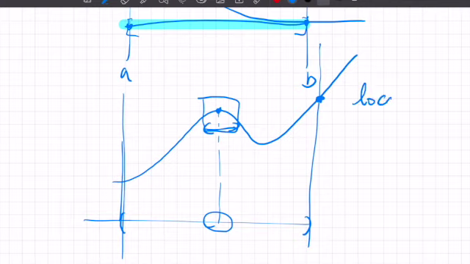Similarly, we can define a local minimum. If you look at points around this region, this is the minimum point within this small region. It may not be the global minimum, which may be here, but in a similar manner, we can define a local minimum.